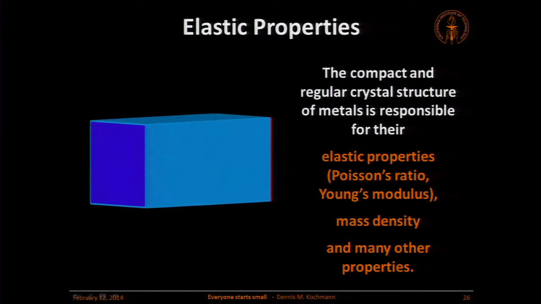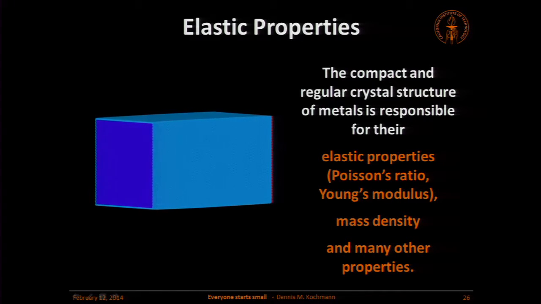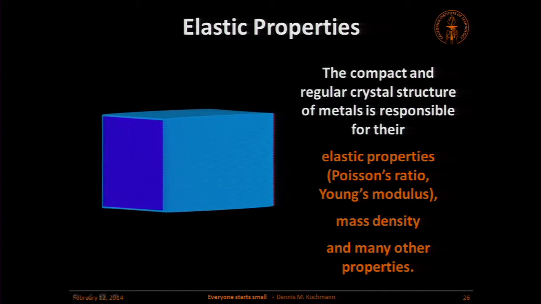The same for mass density. First of all, metals have very large cores, but also they're extremely densely packed here. They're not just flying around, they're in a very dense lattice. This is why metals are so heavy. There are many other properties that come from the crystal structure, but these are the ones I mentioned before.